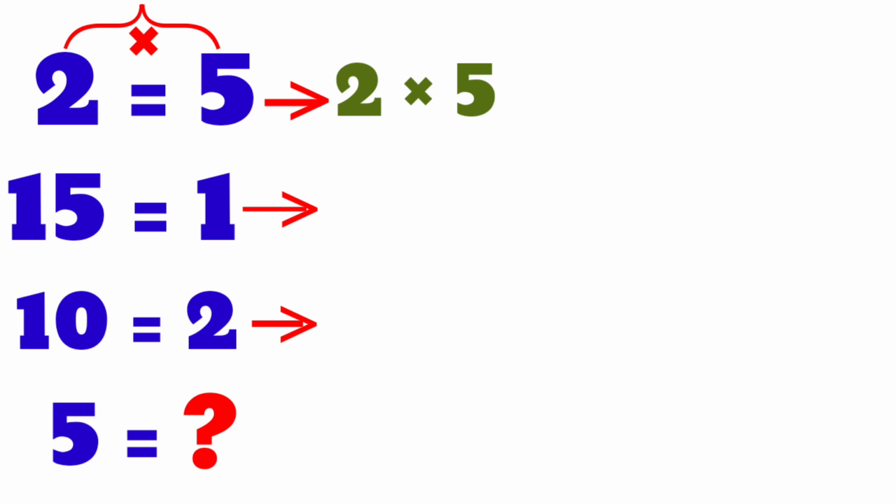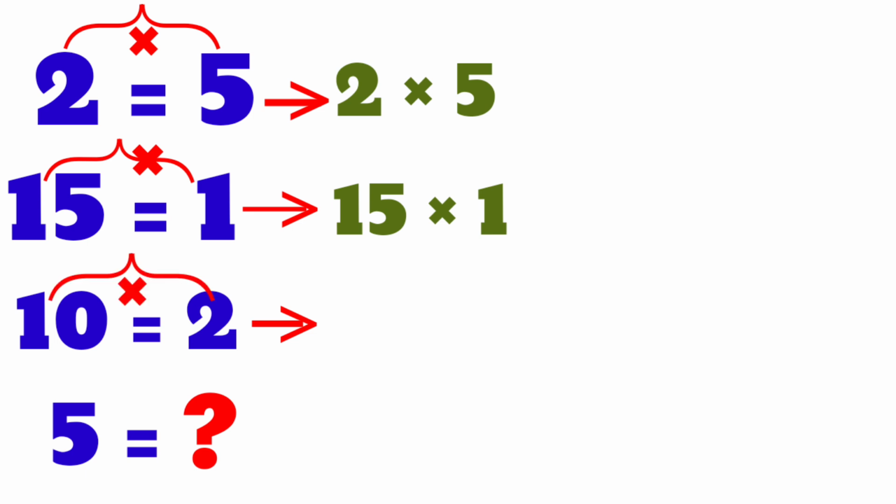First sequence: 2 is equal to 5. Multiplication of 2 and 5. Next sequence: 15 is equal to 1. Multiplication of 15 times 1. Next sequence: 10 is equal to 2. Multiplication of 10 and 2.